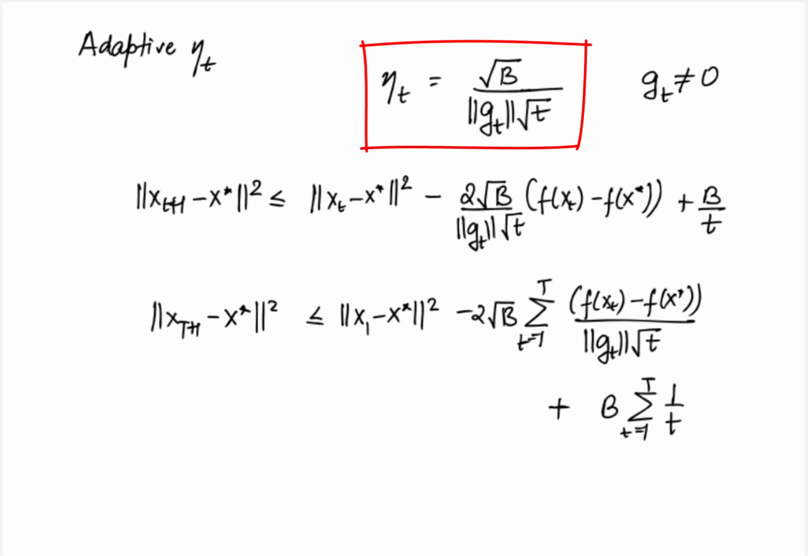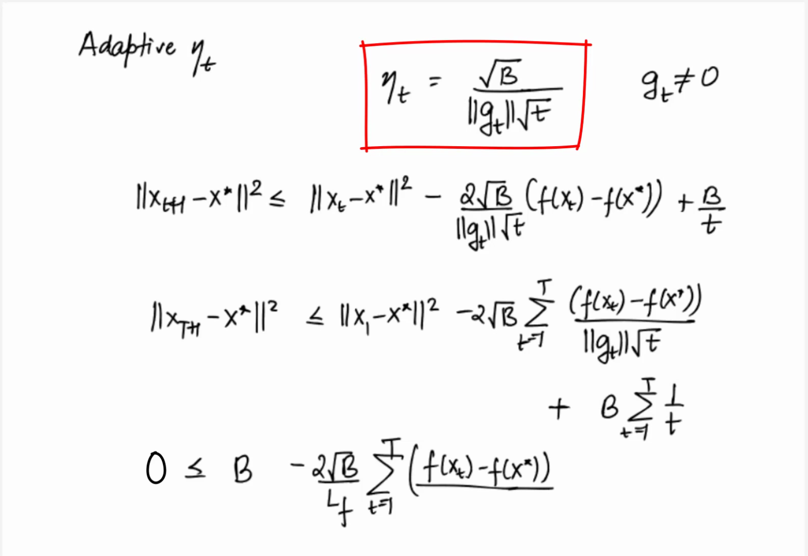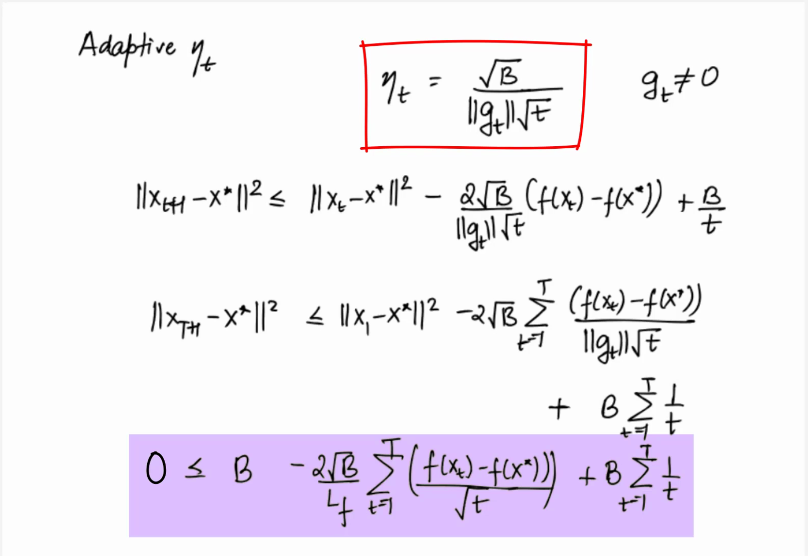In this inequality, we can lower bound the first term on the left hand side with 0 and upper bound the first term on the right with b. Also, we can bound norm of gt with lf so that we obtain that 0 is less than or equal to b minus square root b by lf summation over t equal to 1 to capital T f of xt minus f of x star divided by square root t, plus b times summation over t equal to 1 to capital T 1 over t. So this is the inequality that will allow us to bound the minimum optimality gap.